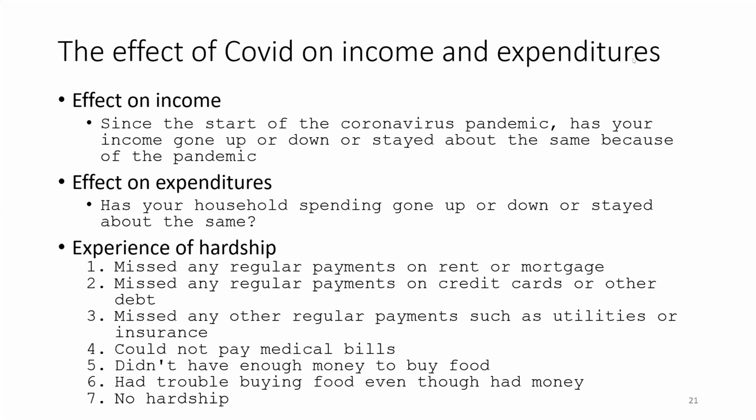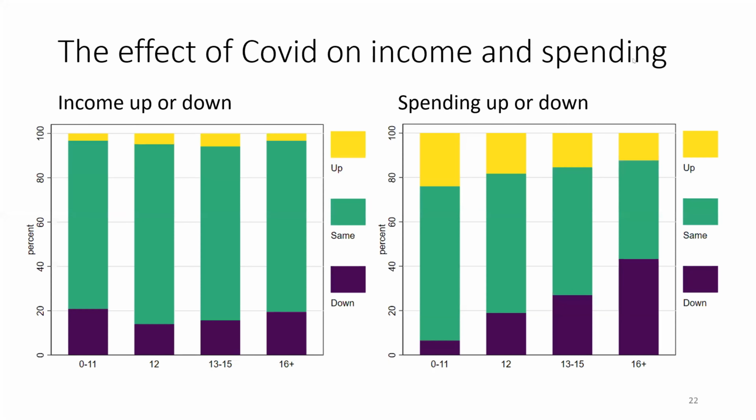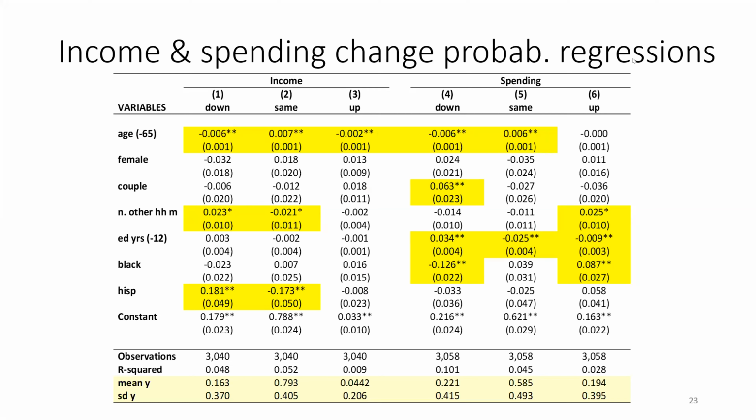Effect on income, expenditures, and hardship. I would like to focus on just income and spending. Income up or down, relatively low rates of income going down, and relatively little about education, as opposed to what we see in terms of spending on the right-hand side here. There's a steep increasing gradient of decreased spending. So spending is negatively related to education. The more educated cut spending the most, and that's true if you condition on other things as well.